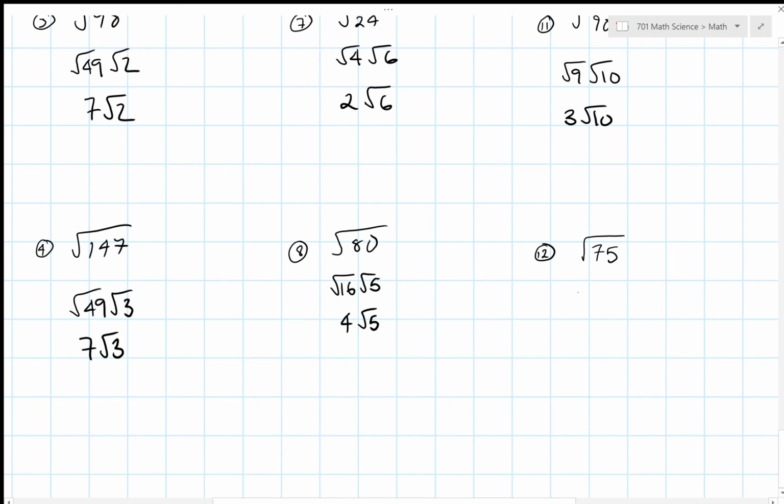12, square root of 75. This is our last problem here. And I say, okay, it's root 25 times root 3, 5 root 3. And I'm done.